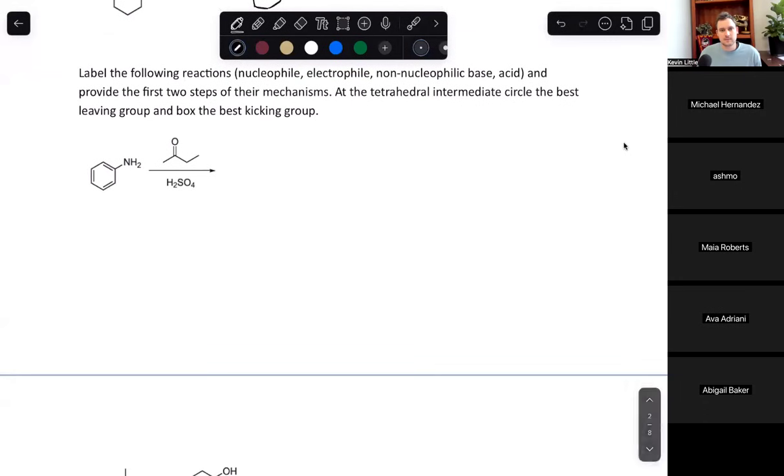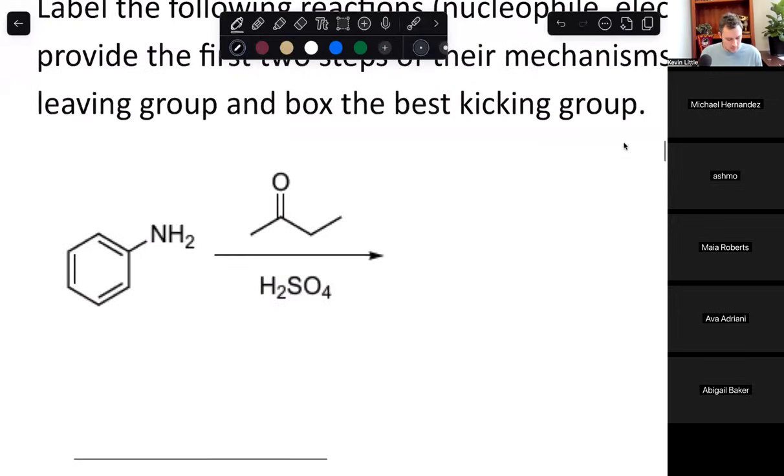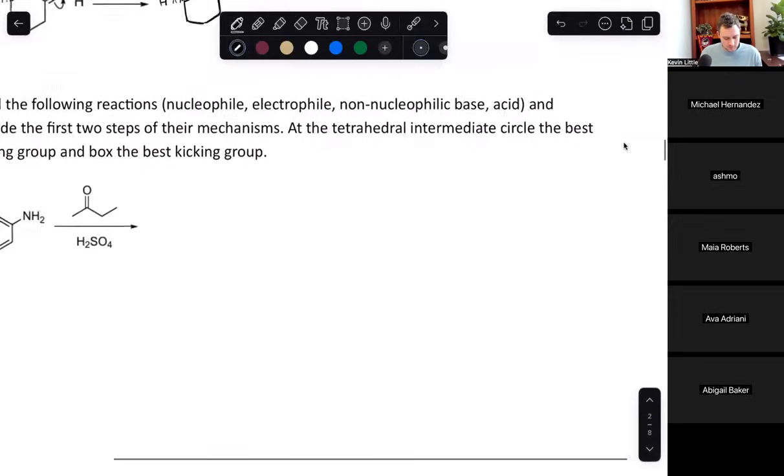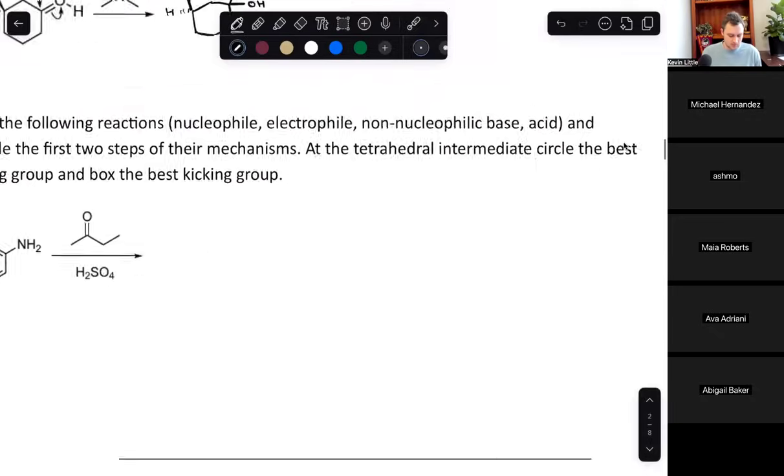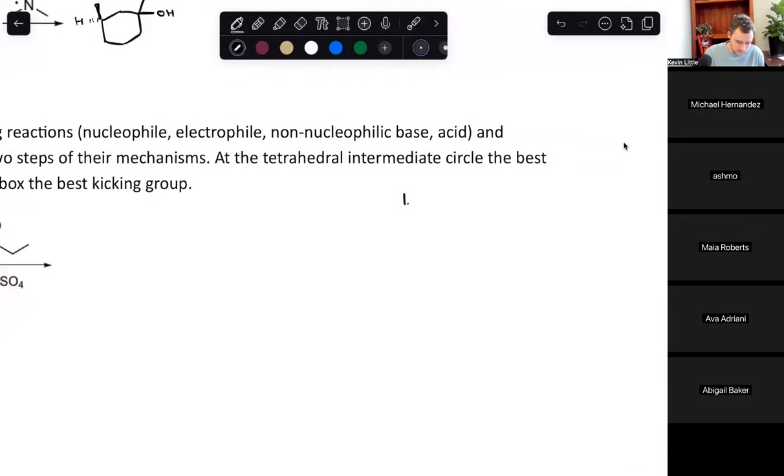All right. So now we're on to nucleophile, electrophile, and the first two steps. So step one is going to be acid protonates what?